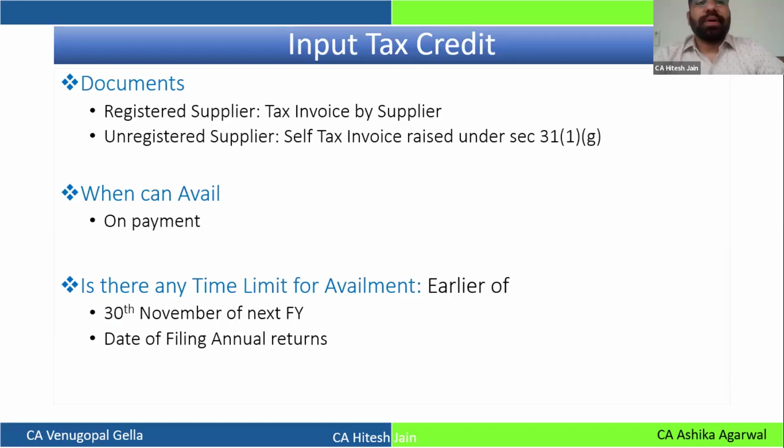Next comes the ITC part. So for claiming ITC, the document which is required is obviously the tax invoice, be it you receive from the registered supplier or be it the self invoice which you have generated as per section 31 subsection 1. Now, when can we avail such ITC? We can avail such ITC in the same month in which we have made the tax payment of the RCM liability. Is there any time limit for RCM ITC?